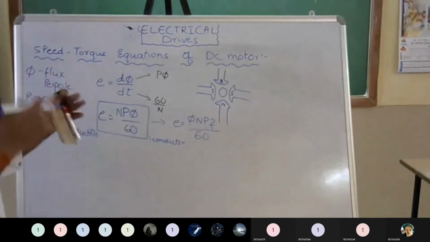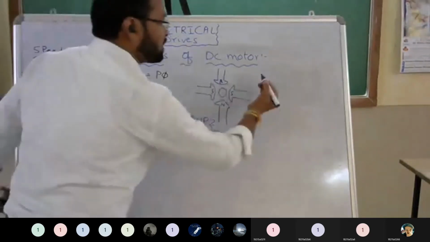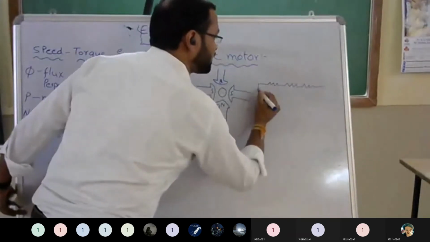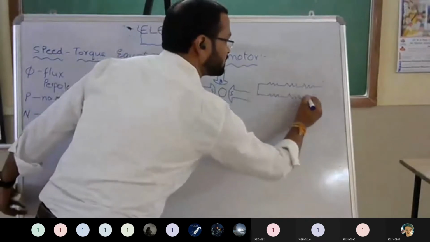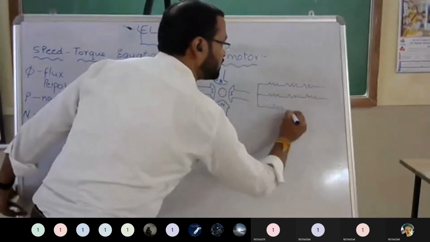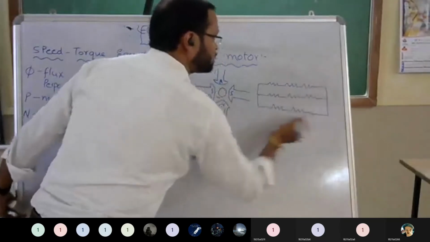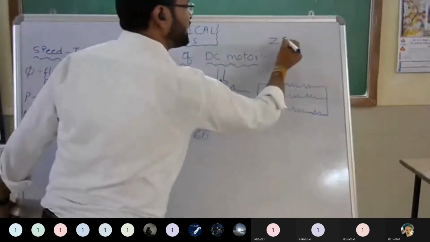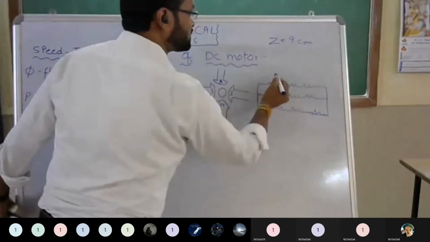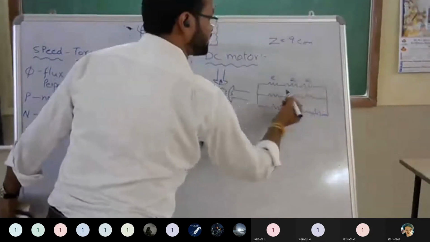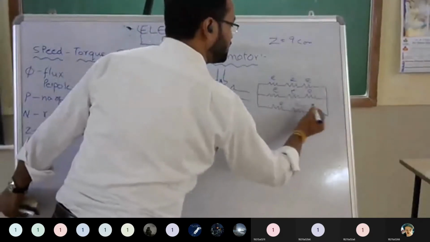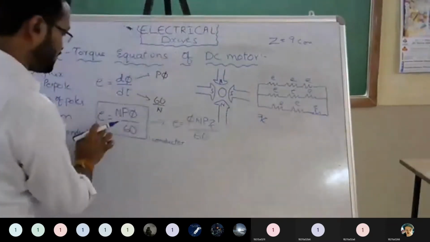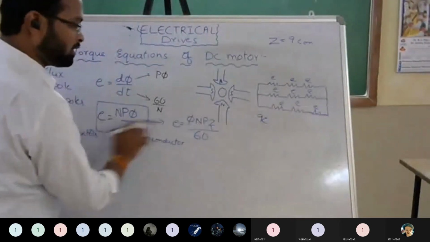But if we study how the armature is connected, many conductors are there. Suppose we consider 9 conductors: this is 3 conductors, this is 3 conductors, and this is 3 conductors. So the total is 9 conductors, which is the value of Z. Each conductor is generating E, so Z equal to 9 would mean 9 times E.